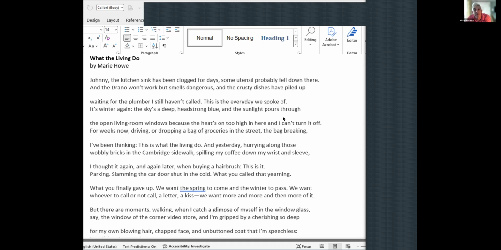Some utensil probably fell down there. And the Drano won't work, but smells dangerous. And the crusty dishes. Dangerous is such a purposeful word. And the crusty dishes have piled up.